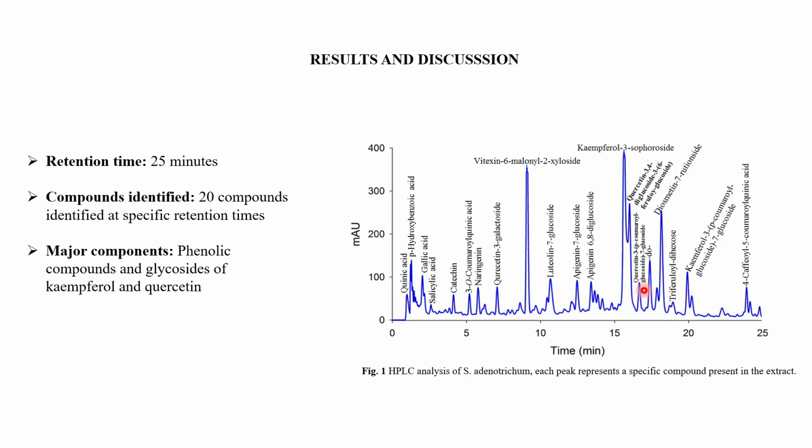So these are the results and discussion. For HPLC analysis, we identified about 20 different compounds, and mostly these compounds were antioxidant compounds, rich in phenolic compounds, and kaempferol and quercetin, etc. So these are different types of chemical compounds present in our extract, ranging from quinic acid to this last one.